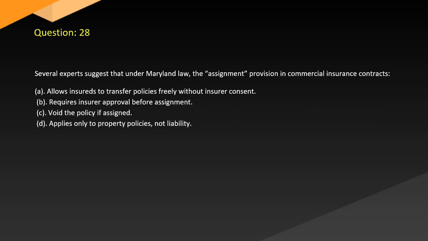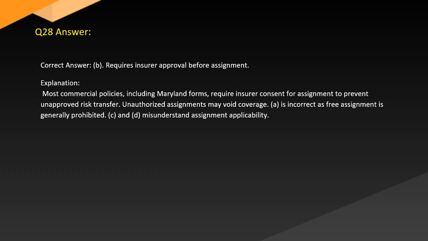Question 28. Several experts suggest that under Maryland law, the assignment provision in commercial insurance contracts: A. Allows insureds to transfer policies freely without insurer consent. B. Requires insurer approval before assignment. C. Voids the policy if assigned. D. Applies only to property policies, not liability. Answer. Correct answer: B. Requires insurer approval before assignment.